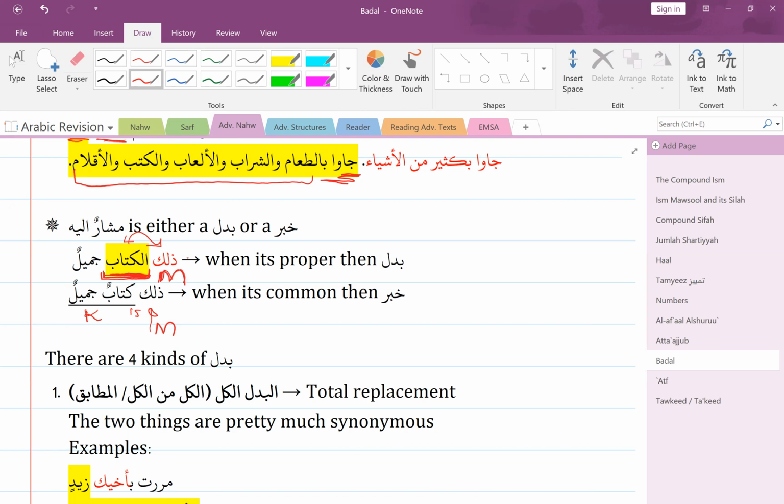If there's an al on it, it's going to be a badal. If there's no al on it, it's going to be a khabar. I hope that is clear.